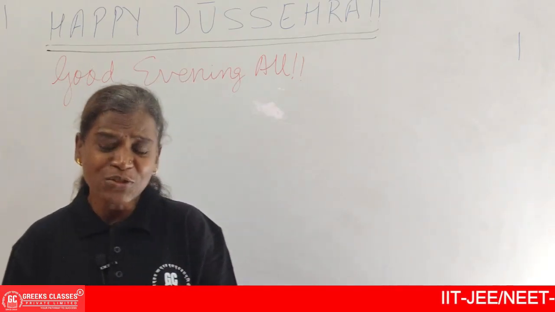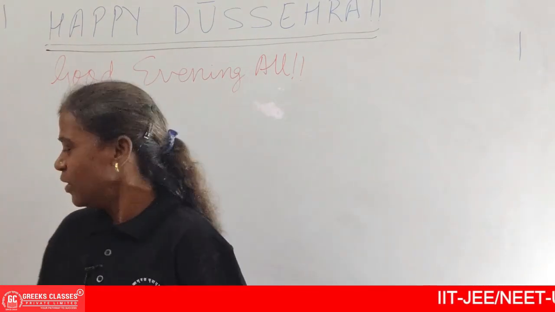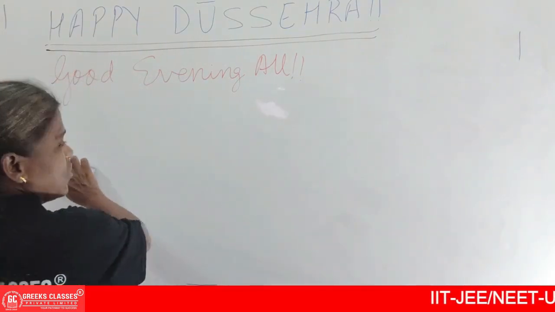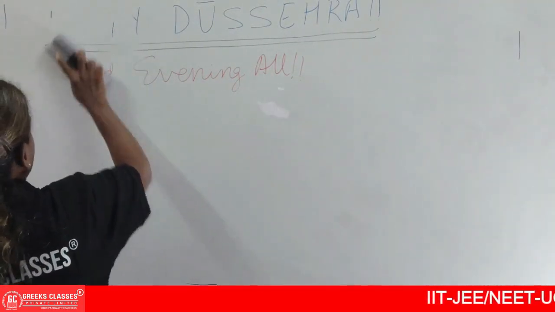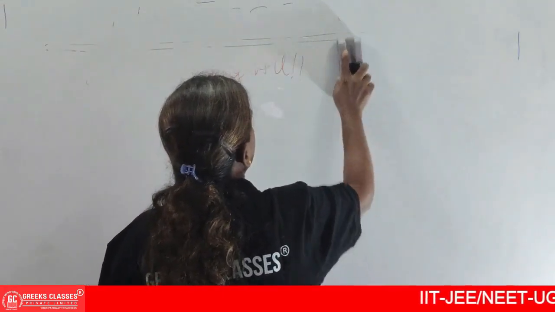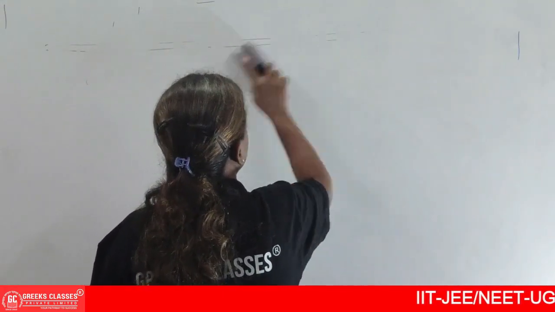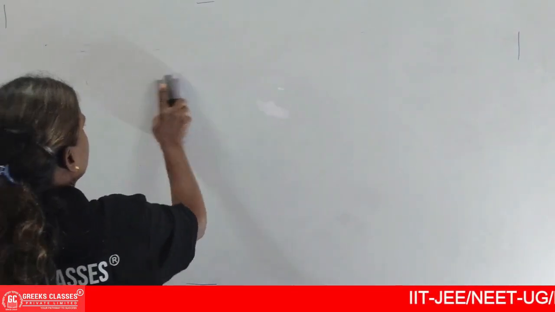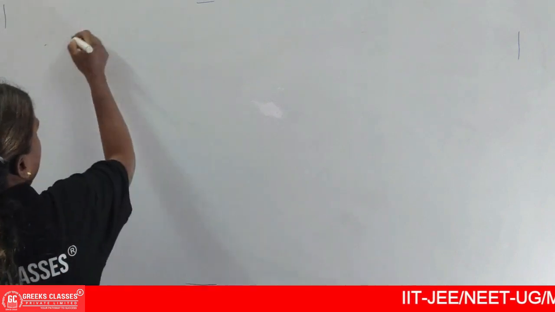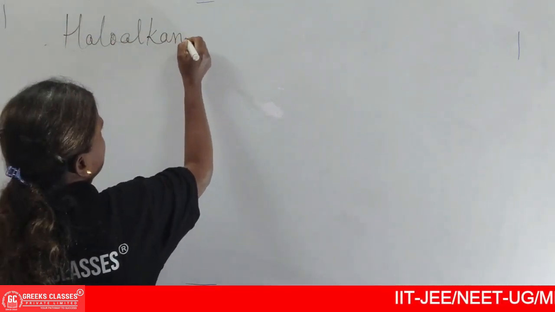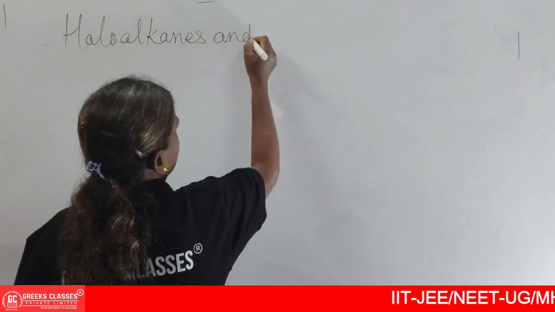So let us know what all things we are going to study in this chapter. The name of the topic is haloalkanes and haloarenes.